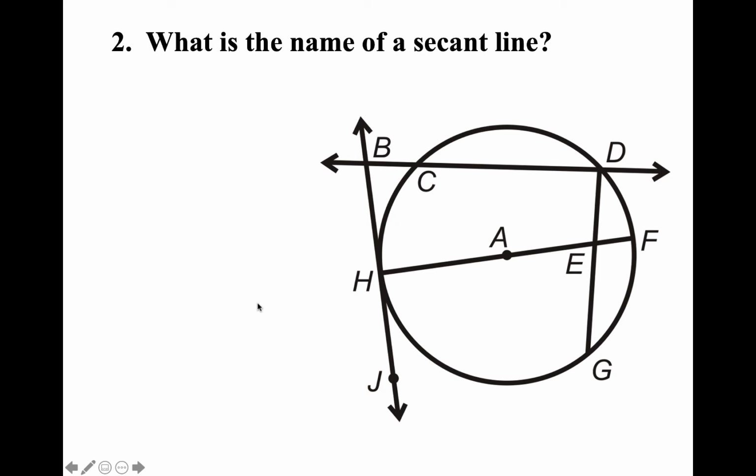What is the name of a secant line? So it has to be a line that intersects the circle at 2 points. So that would be this line here. Naming 2 points on the line, that would be line BD. What is the name of a chord?